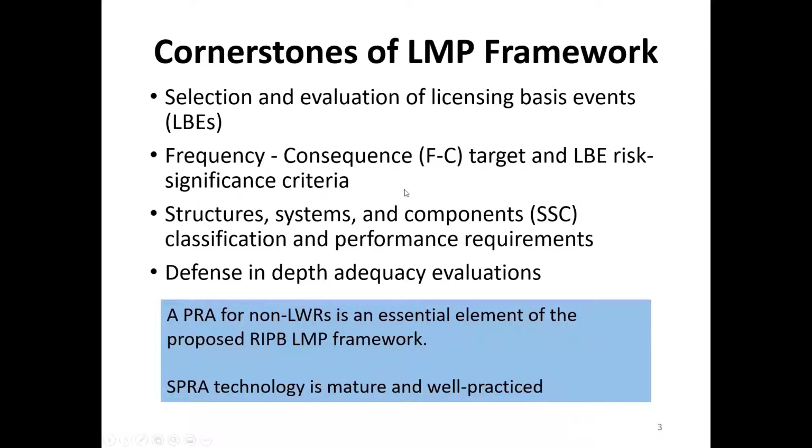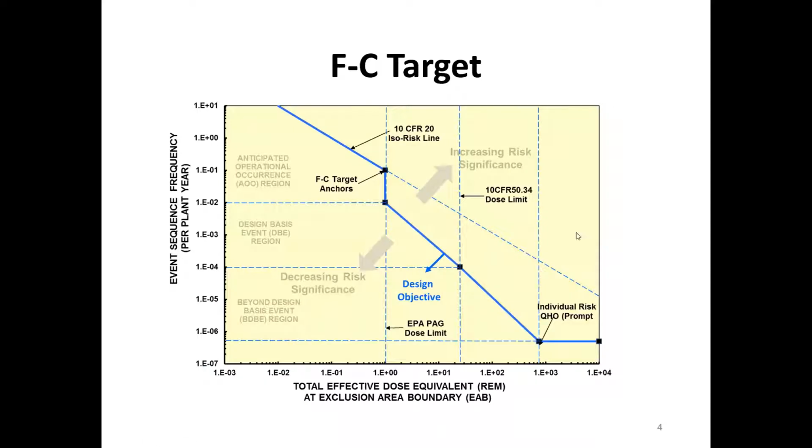So let's go to the next slide. This shows what the frequency consequence target looks like. I'm not going to spend much time, but the point here is that there is a risk criteria both at the event sequence level and at the cumulative level, which is in terms of the individual risk. And here are the different dose limits or the different regulations, and here are the different zones according to the seismic. We are talking about event frequencies in this area. Design bases tend to be around 10 to the -4. So this is just to show the concept that there is explicit risk criteria in the LMP framework.